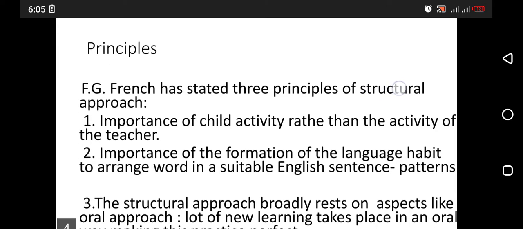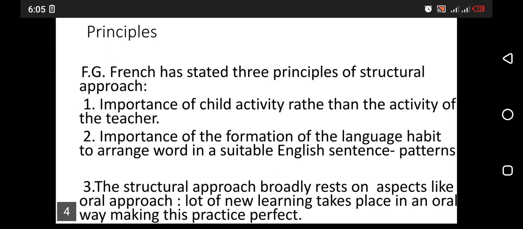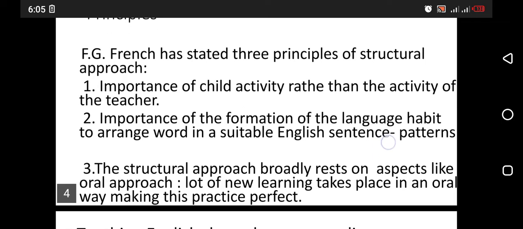Now we will discuss the principles of it. F.G. French was an author who stated the three principles of structural approach. First of all, the importance of the student's activity rather than the activity of the teacher, meaning a teacher and students need to be more participative in the class as compared to the teacher.